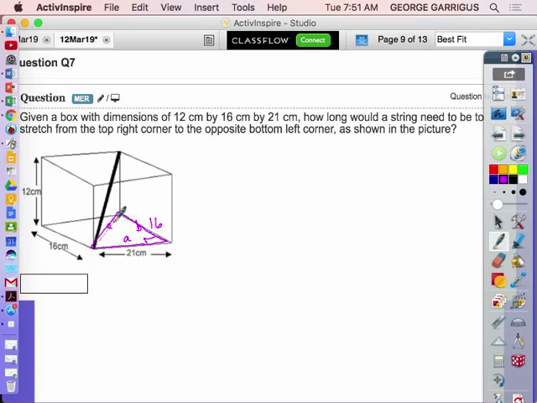We're going to have to do the Pythagorean theorem twice in this problem. So we do A squared plus B squared equals C squared. And now we have 21 squared plus 16 squared equals C squared. Okay, 21 squared is 441. 16 squared is 256.